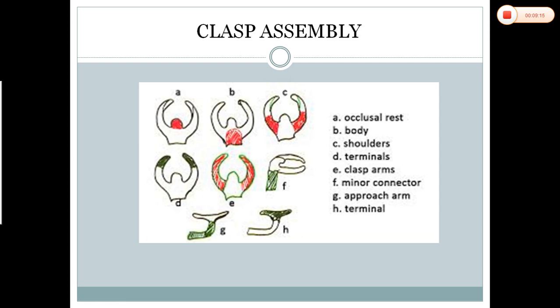Coming to the clasp assembly, each clasp consists of different components, all of which are part of the clasp assembly. The clasp assembly consists of rest, body, shoulder, reciprocal arm, retentive arm, retentive terminal, minor connector, approach arm, and return arm terminal. The approach arm and return arm terminal belong to the infrabulge or bar clasp. The other components belong to the C clasp.